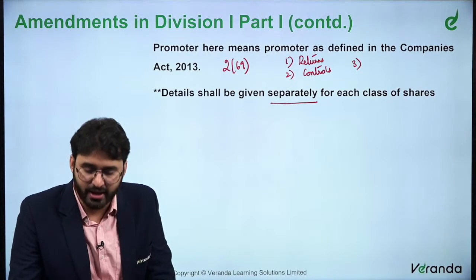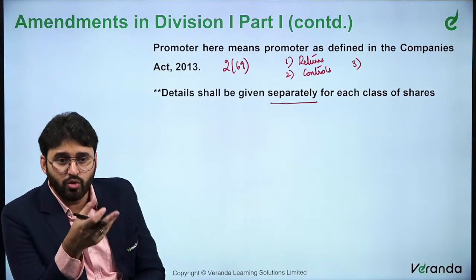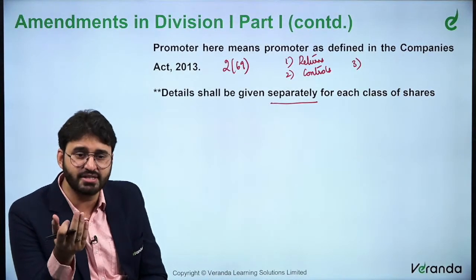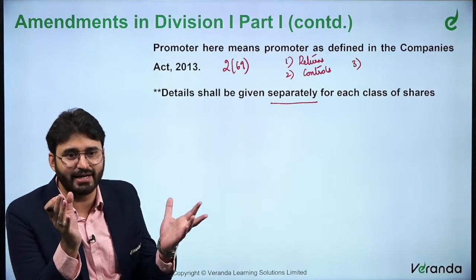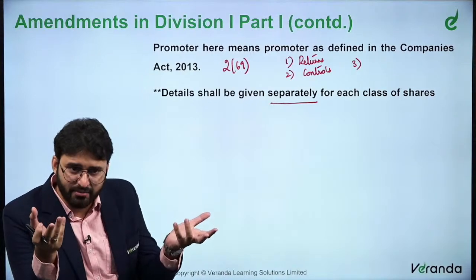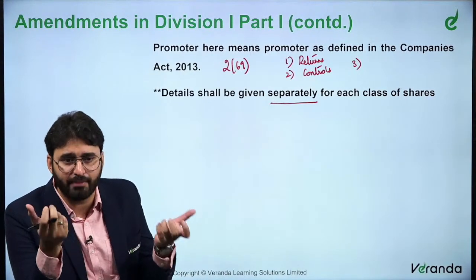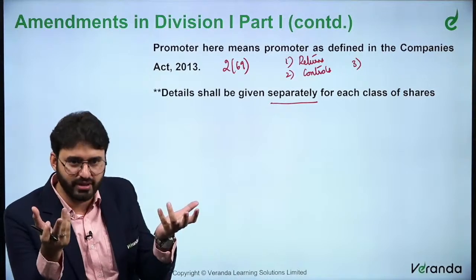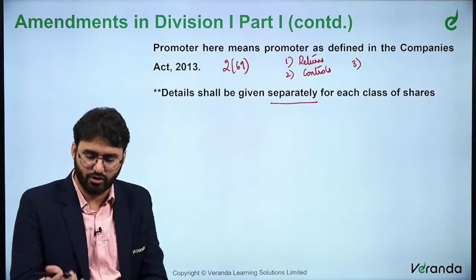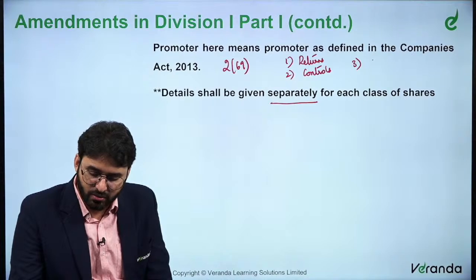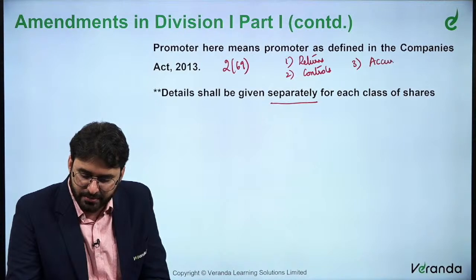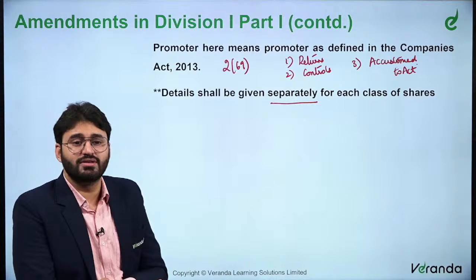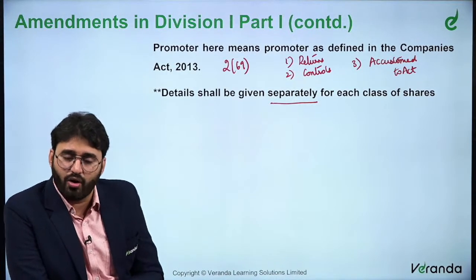A third one is a person under whose directions the board is accustomed to act. Again, a very open-ended definition, because it will be very different for every class of company. Who wields the power in the company depends upon the company itself, right? How the company is formed. So, the person on whose direction the board of directors is accustomed to act. This is the broad definition of the promoter.